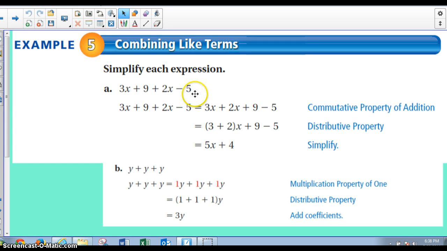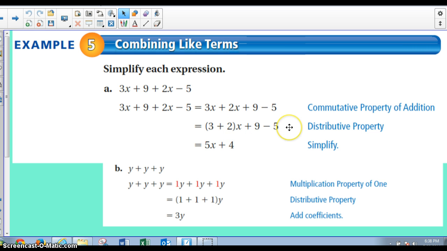So we look at this problem, there's a lot of things going on here. So let's make it a little easier to look at. They did 3x plus 2x plus 9 and minus 5. Now, the only part of the equation that can be changed around are your pluses. Your minus 5 needs to stay on the end. That is the reason they started with the 3x and the 2x, so that the 9 was here.